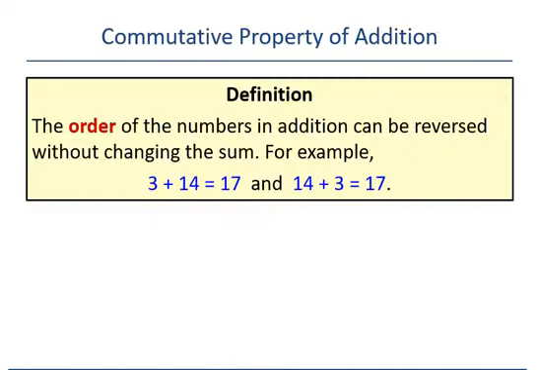Okay, the commutative property of addition. That's what I was just talking about. The order of the numbers in addition can be reversed without changing the sum. For example, 3 plus 14 equals 17, or 14 plus 3 equals 17. That's what it means by commutative. Okay? I don't want you to get hung up on these definitions right now. Those are just going to come. You're going to learn them. Don't let this be the thing that slows you down. Just kind of with addition, doesn't matter what order, okay, at all.